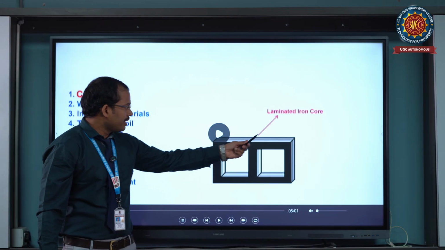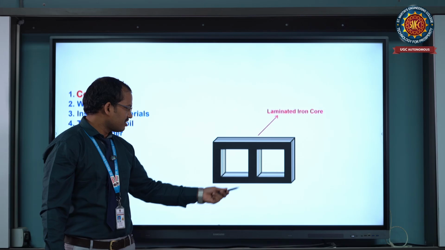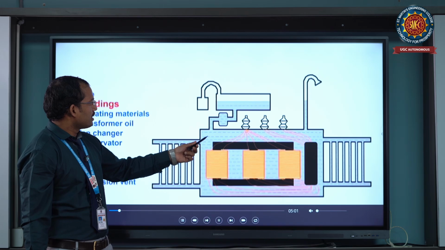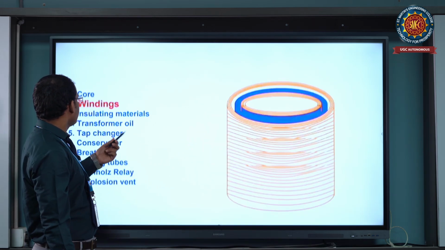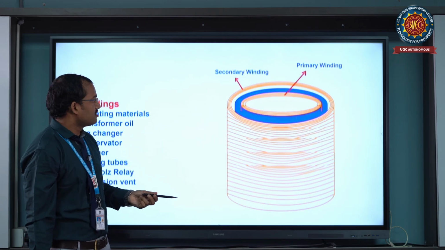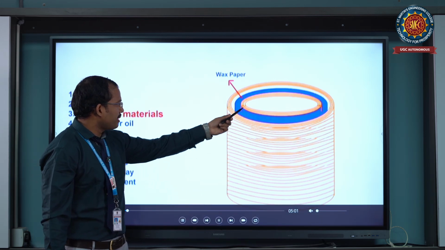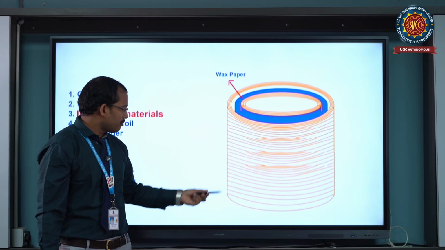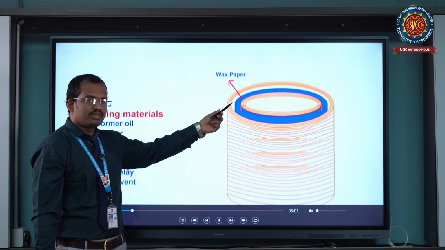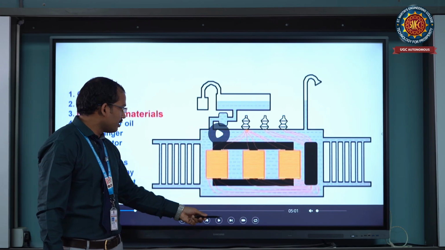So this is the laminated iron core, formed of a number of layers. This transformer has the core, windings and insulating materials. This is the primary winding and the secondary winding. This is the wax paper in between the primary winding and the secondary winding. The wax paper is used between primary and secondary as an insulating medium.